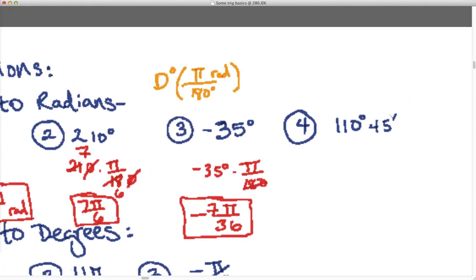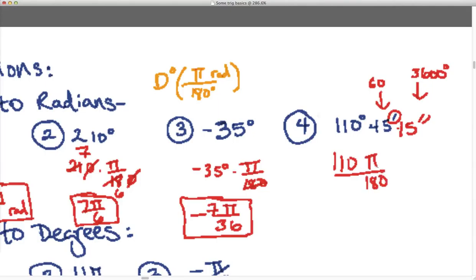All right, so if you see a symbol like that, that means minutes. You know what? I'm going to make this one a little bit more interesting. Let's go ahead and do seconds as well. So we'll do 15 seconds. And whenever we deal with the minutes and seconds, you just divide this one by 60 and this one by 3600. And you convert those into decimals to the radian measure. So first converting the 110, you get 11 pi over 18.